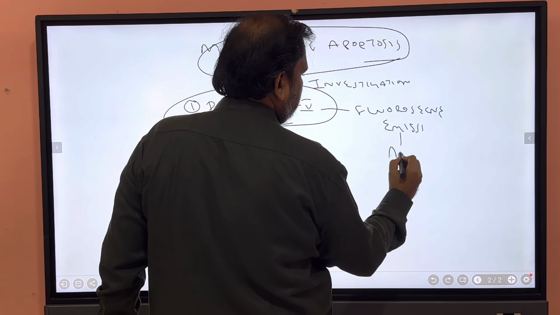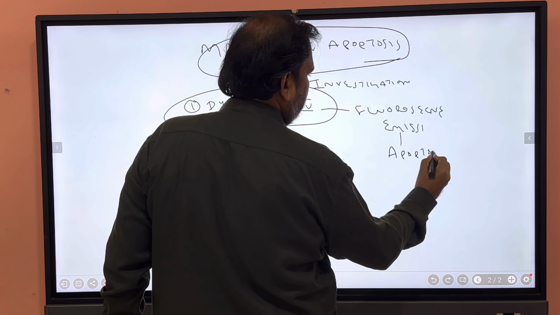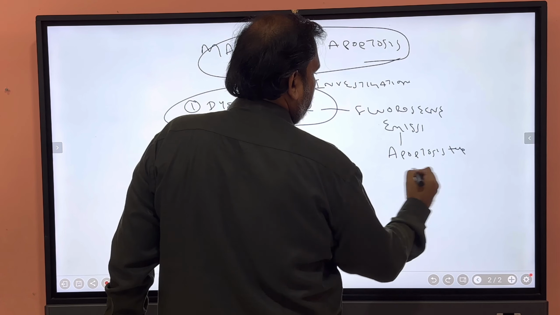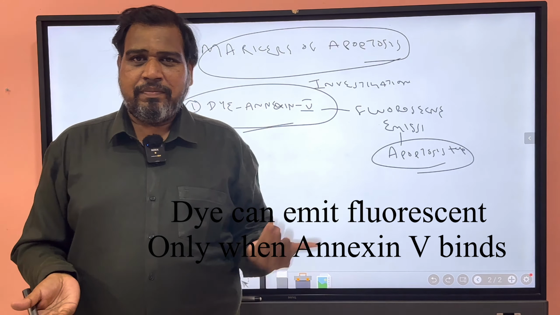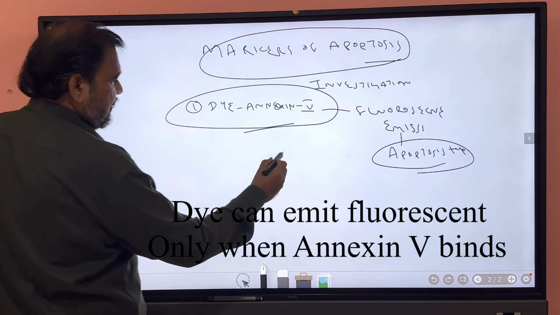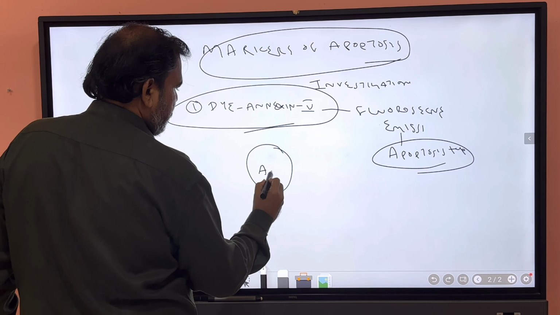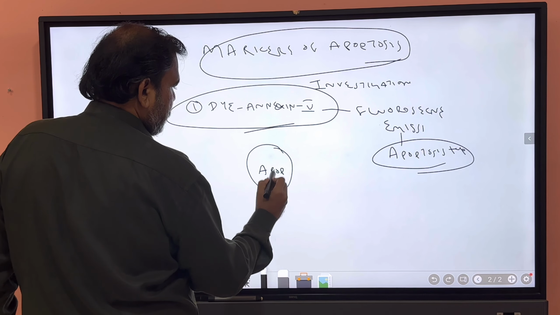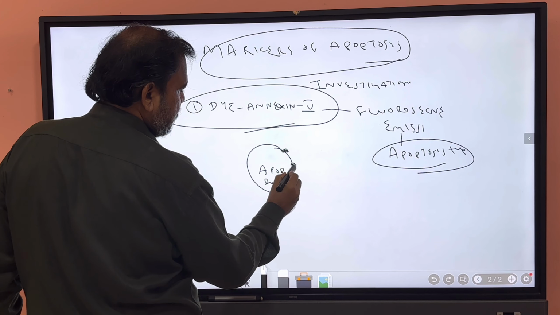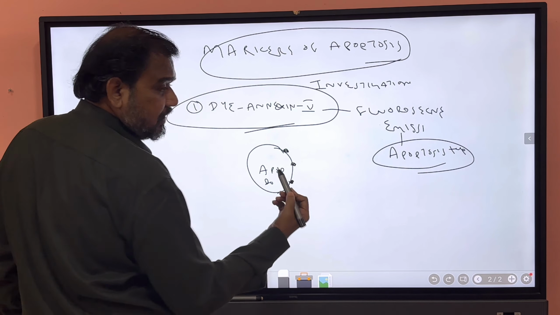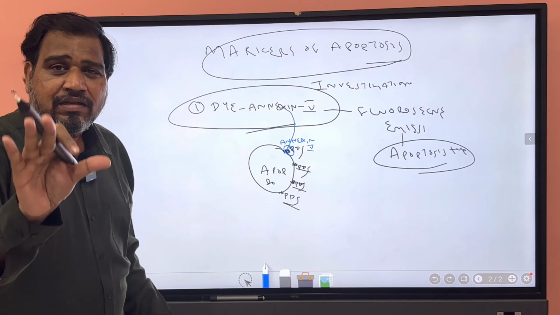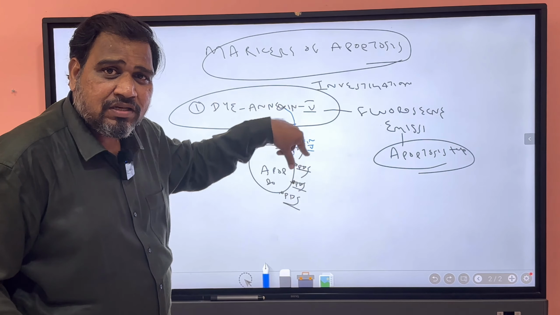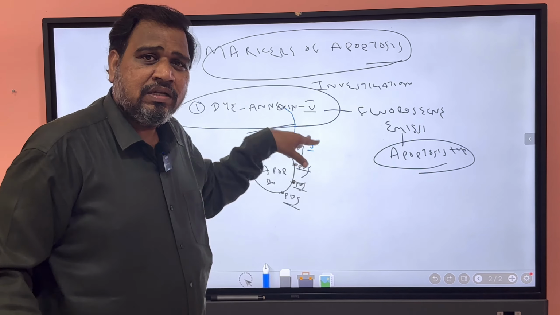That means apoptosis positive, or that cell is undergoing apoptosis. Now let me explain the reason behind this. In the previous slide I mentioned, let this be the apoptotic body. So what will be present on the surface? Please answer. Yes, phosphatidylserine. Annexin 5 is able to bind with phosphatidylserine only if it is outside the cell. Obviously, only in apoptosis it occurs.